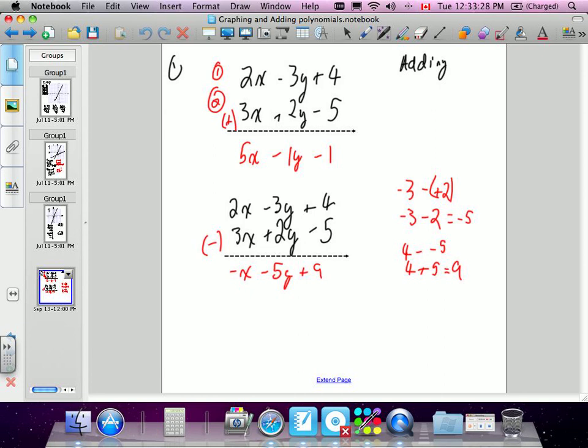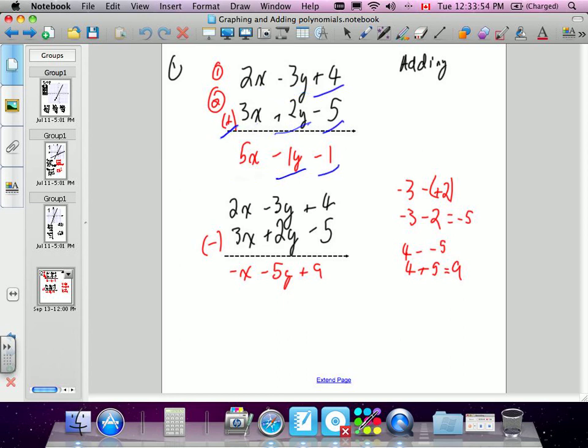The very last thing we did, adding and subtracting polynomials. We set up our equation so the variables are in the same column. X's are all together, y's together, and constants were together. And we added them. 2x plus 3x is 5x. -3y plus +2y is -1y. 4 plus -5 is -1.